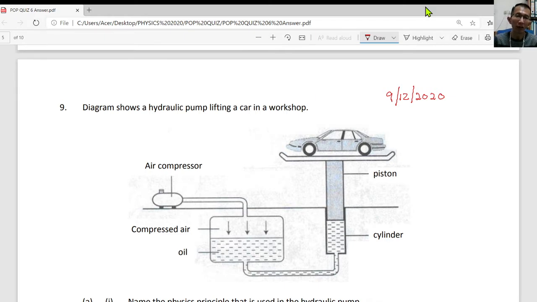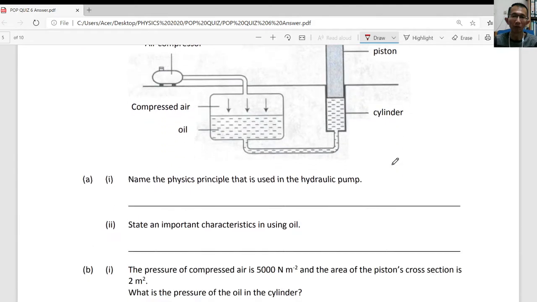Okay, number 9. The diagram shows a hydraulic pump lifting a car in the workshop. So I have an air compressor. Inside here we have compressed air. This compressed air will be pushing the oil into the system, and it will lift the piston up, and in turn the car will be lifted. Alright, let's go to the question.